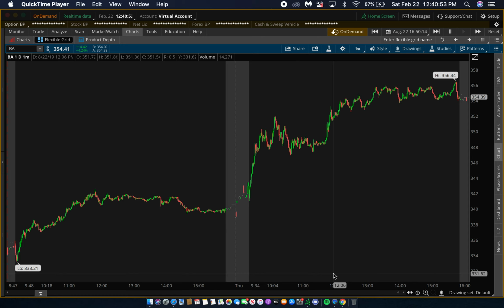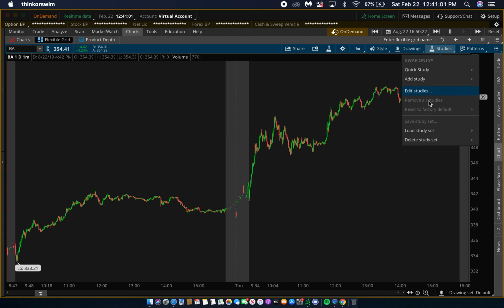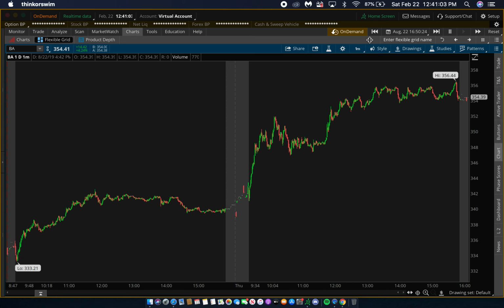So without getting into further details, let's move into the first indicator, which I use for intraday charts. On ThinkorSwim, there's a specific indicator I like using to know whether a stock is showing relative strength or relative weakness compared to the market.